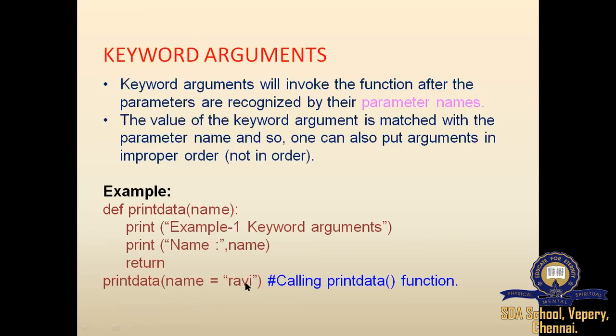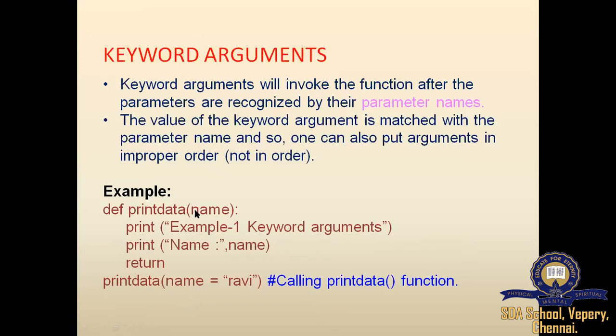So, what's the name of the argument that I pass in this program? The name of the keyword argument that I pass here is name, and that has been recognized by the parameter in the user-defined function. So the value of the keyword argument is matched with the parameter name, and so one can also put arguments in improper order.